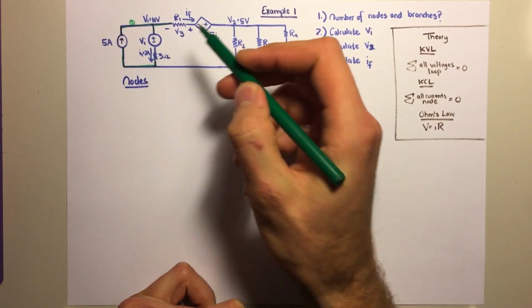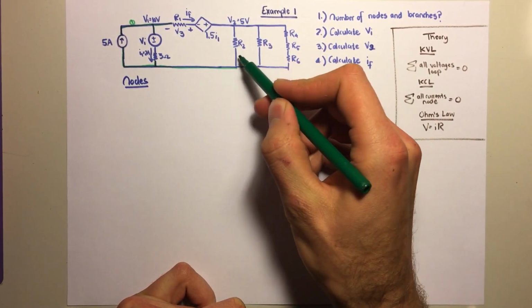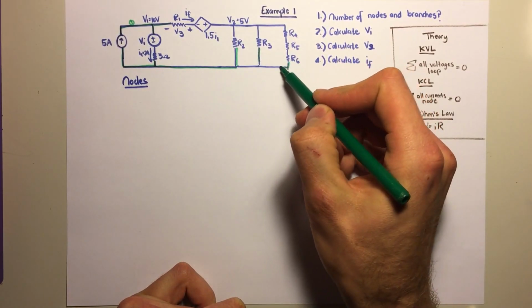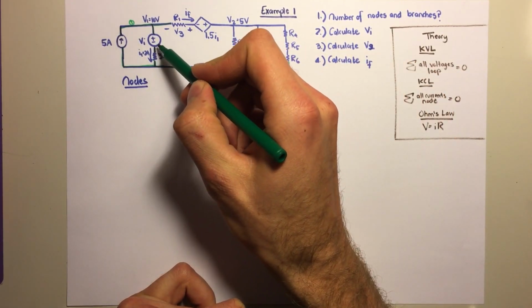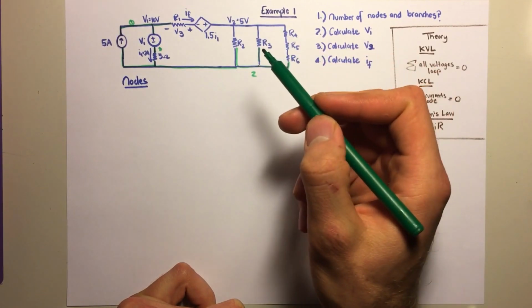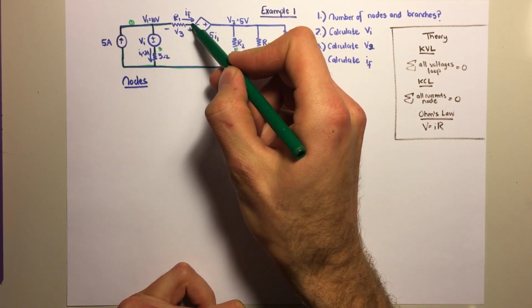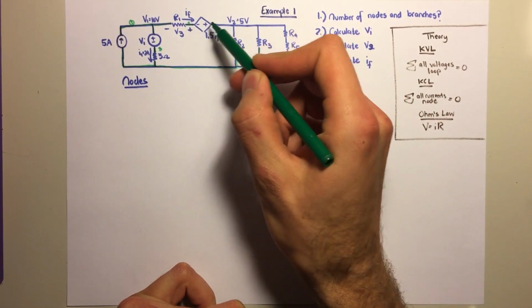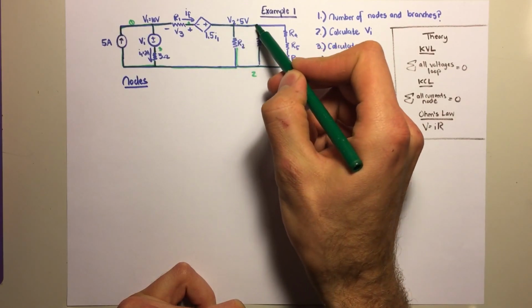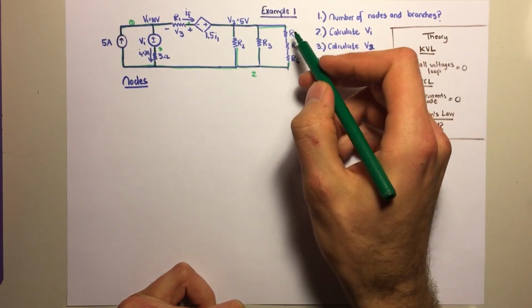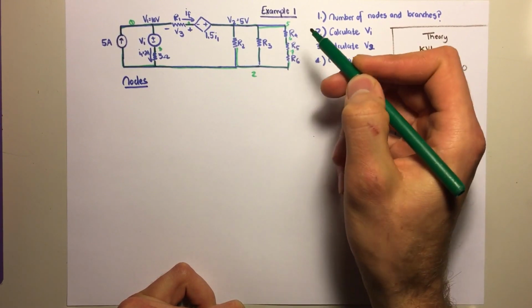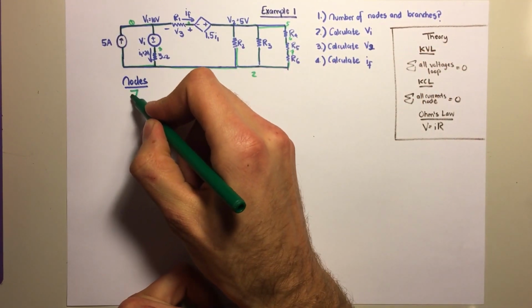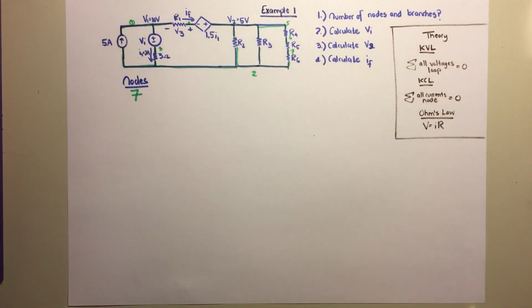That's 1. This over here would be our second node. So that's 2. This over here, be careful of that, would be our third node. Don't miss that. Fourth node and fifth node. Sixth node, seventh node. So this circuit has 7 nodes.